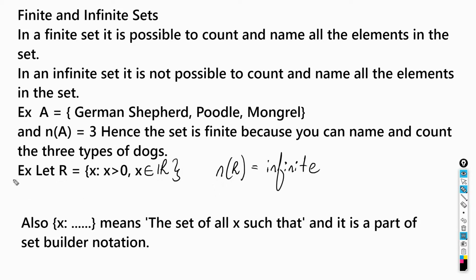Now, let's look at this second set here. It says let R be equal to {x : x > 0, x is an element of the real number set}. Then the number of elements in R is actually infinite, because it's from 0 to 1, 2, 3, all the way to infinity. It keeps on going forever and ever. So this is an example of an infinite set, okay, guys?